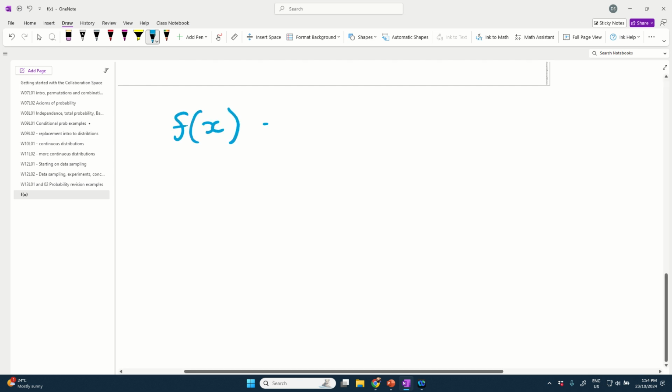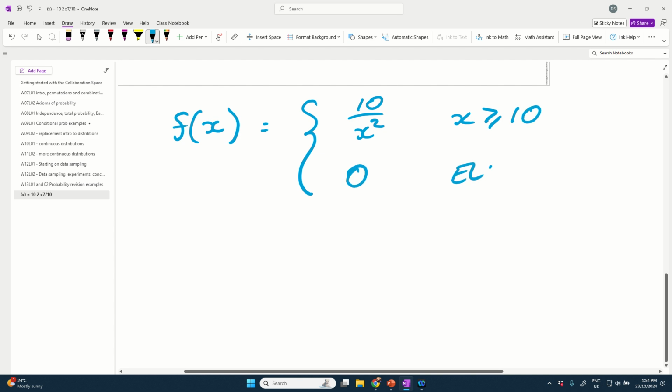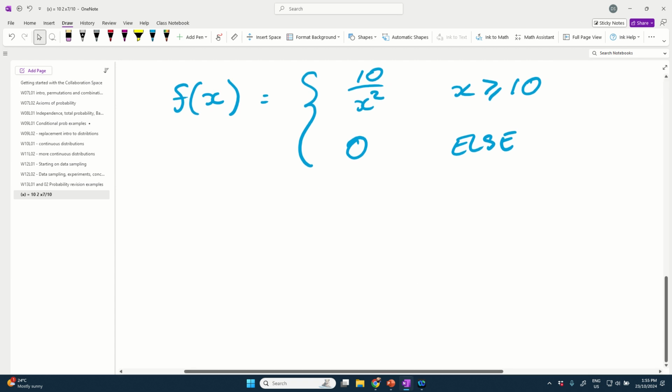f of x equals 10 on x squared, x greater than or equal to 10. The equality here doesn't actually matter because it's a continuous distribution and equality contributes nothing to the probabilities because we're integrating. So this is our PDF, right? So we want to get from the PDF to a CDF, right? And a CDF is the indefinite integral. So you might write that like this.